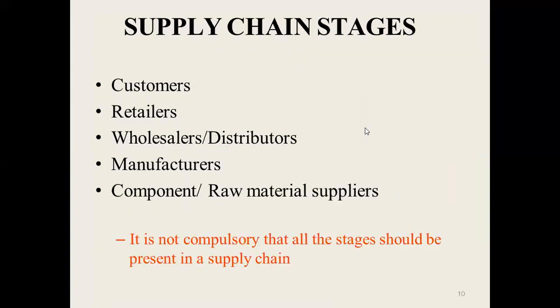Starting with the end, these are the supply chain stages. If we see from the bottom, there will be component and raw material suppliers, then manufacturers, then wholesalers and distributors, then retailers, and then the customers. So these are the stages of supply chain.